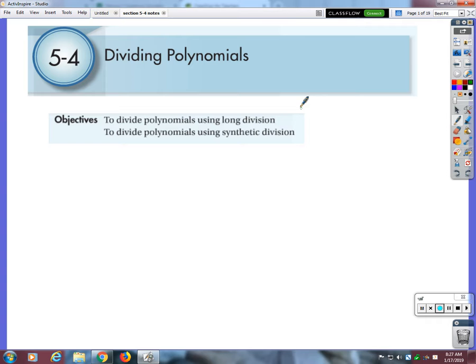So to divide polynomials using long division, that is yipes. But to divide polynomials using synthetic division, that is woohoo. Well, then you're going to love this lesson. Sadly, synthetic doesn't always work, so we have to learn how to do long division also.